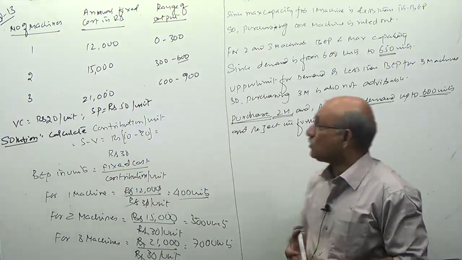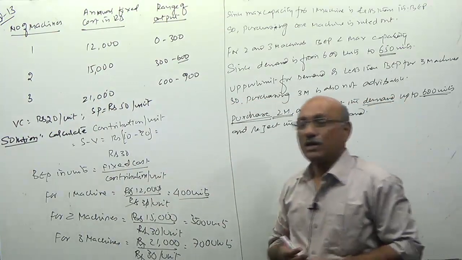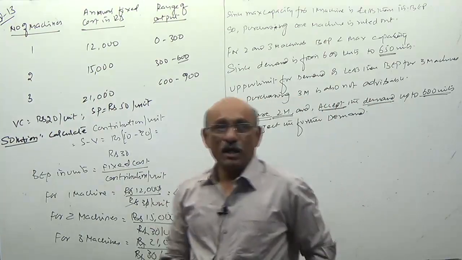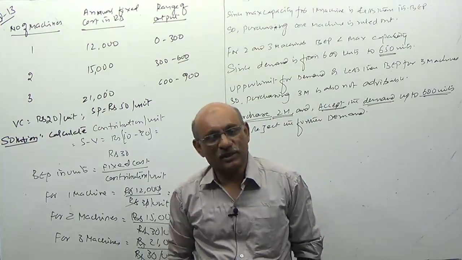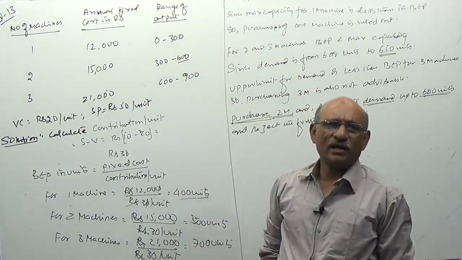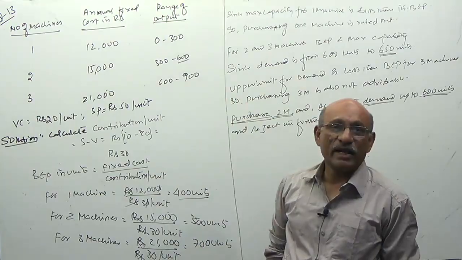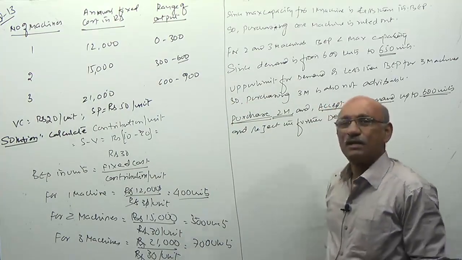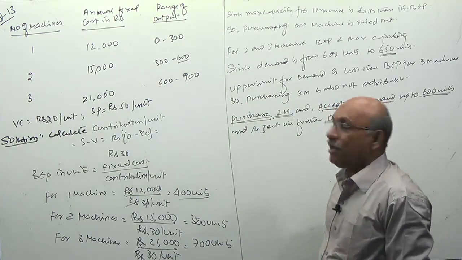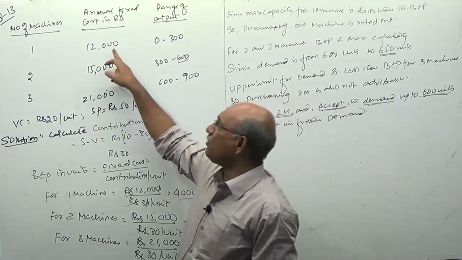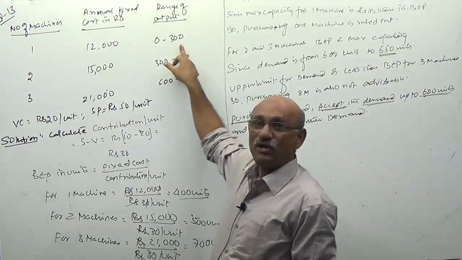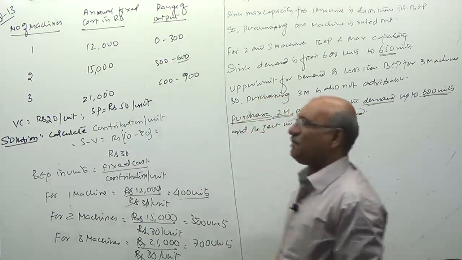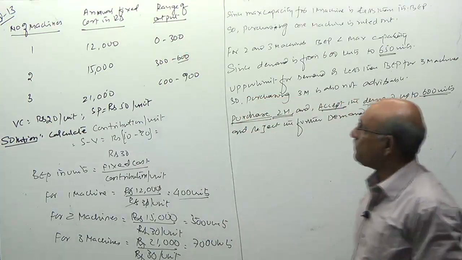Okay. Look at the solution one more time, sir. What is given? A manager has to decide how many machines he has to purchase. 3 alternatives or 3 options available. Option 1, purchase 1 machine. Fixed cost for this is 12,000 rupees. Variable cost is 20 rupees per unit. And how many units demand can we satisfy? A maximum of 300 units.